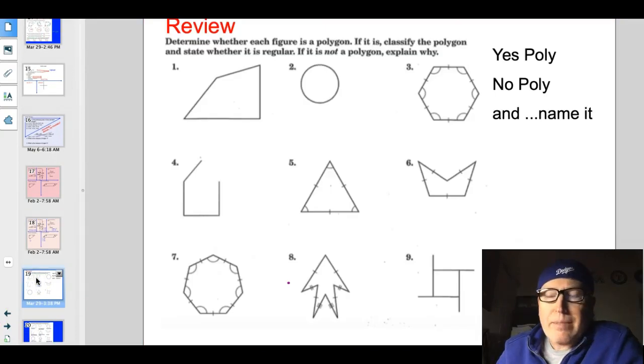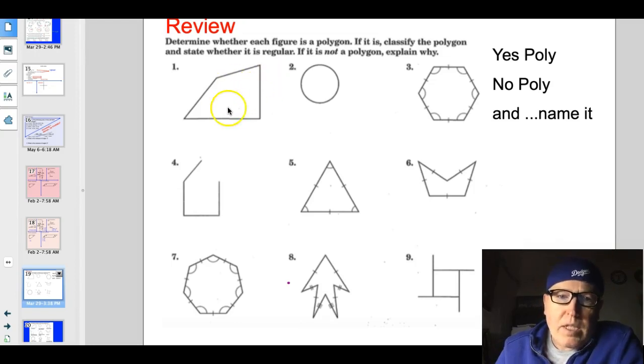Let's play a little yes poly, no poly. You don't have to write this down. Let's just determine whether these are polygons or not. Is this a polygon, yes or no? Yes, yes poly. Good. It's got one area. It's got straight lines, no curves. Looks good. One area. Yes poly, no poly? That's a no poly. That's a circle.